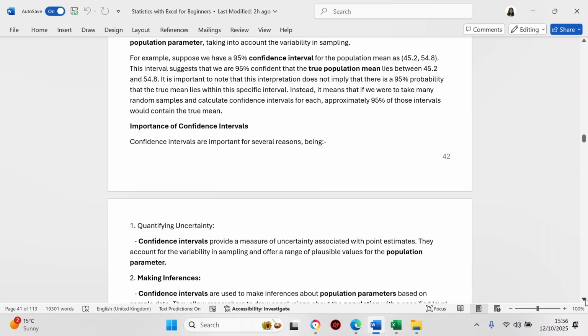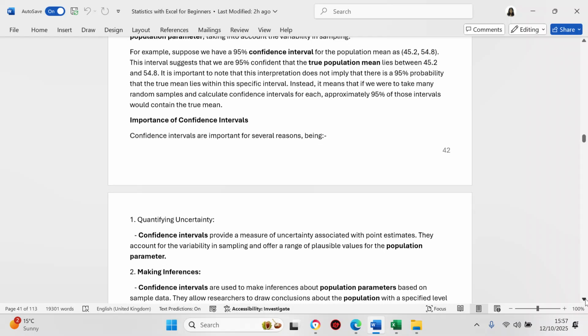It is important to note that this interpretation does not imply that there is a 95% probability that the true mean lies within this specific interval. Instead, it means that if we were to take many random samples and calculate confidence intervals for each, approximately 95% of those intervals would contain the true mean.